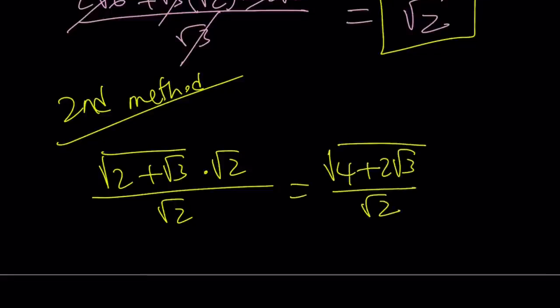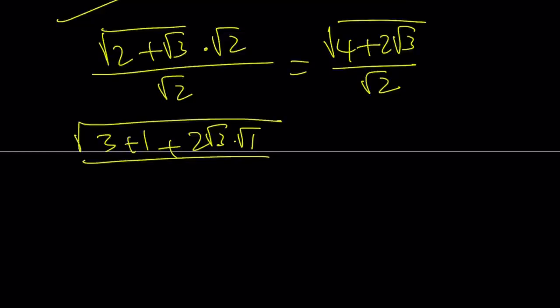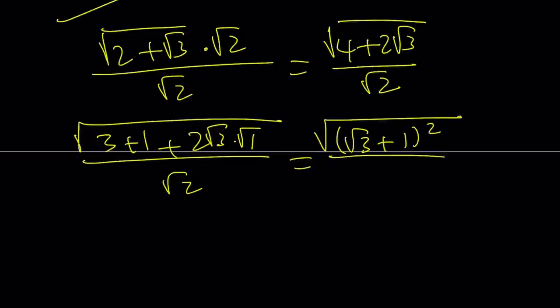And notice that this is equivalent to 3 plus 1 plus 2 times the square root of 3 times the square root of 1, and the square root of all of that. And obviously that is equivalent to the square root of 3 plus 1 squared, and then the square root of that. Hopefully that makes sense. The square root and the square cancel out, leaving us with root 3 plus 1. I don't have to write square root of 1. Root 3 plus 1 divided by root 2.